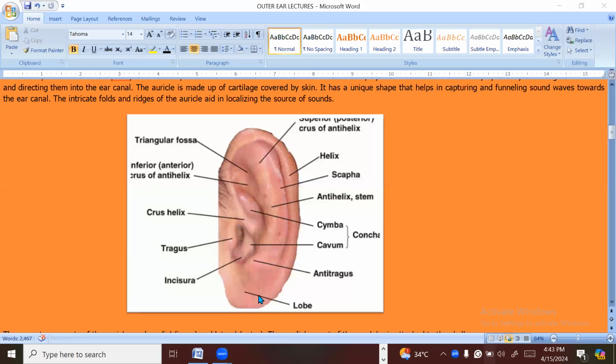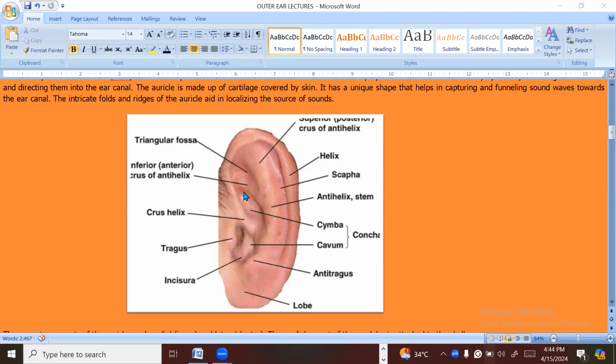Okay, this is the lobe, and this is the incisura, and this is the ear canal opening. Then this is the crus of the helix. Look at the helix. Everything here, this rim, is the helix. This is the crus of the helix. This is the superior crus of the antihelix.